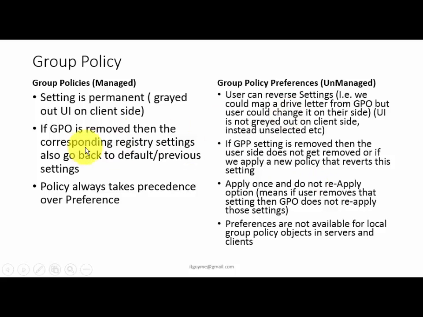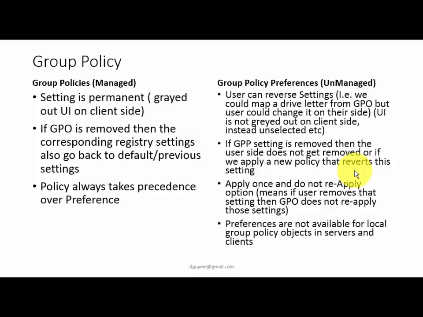We will give an example as well. If a GPO is removed, then the corresponding registry settings are gone, as we just discussed. If a GPP, group policy preference setting, is removed, then the user side does not get removed, or if we apply a new policy, that reverts this setting. So if we have a setting there, it's just there. I mean, you just did a folder redirection for 100 users. So you remove this on the group policy preference, but it's not going to get removed. The whole setting is not going to get removed from the user setting, unless you put a new folder redirection for those 100 users, which will override the previous one.